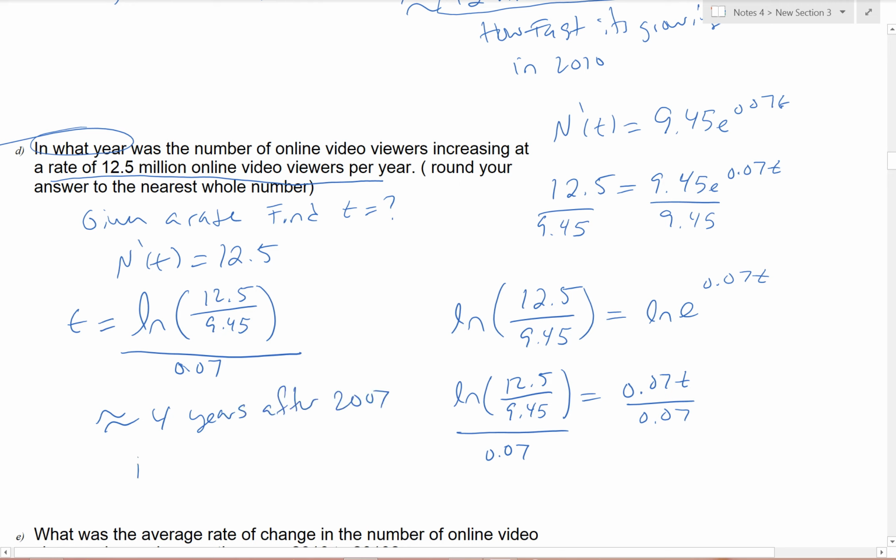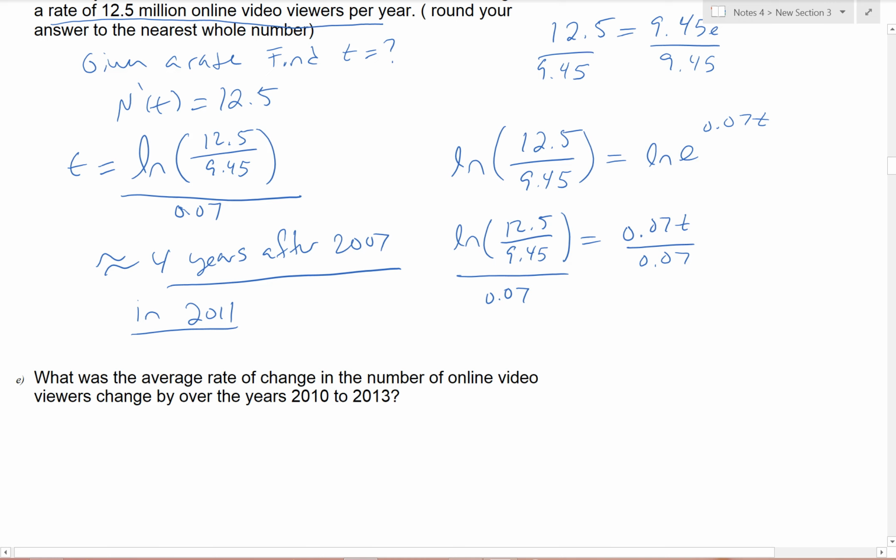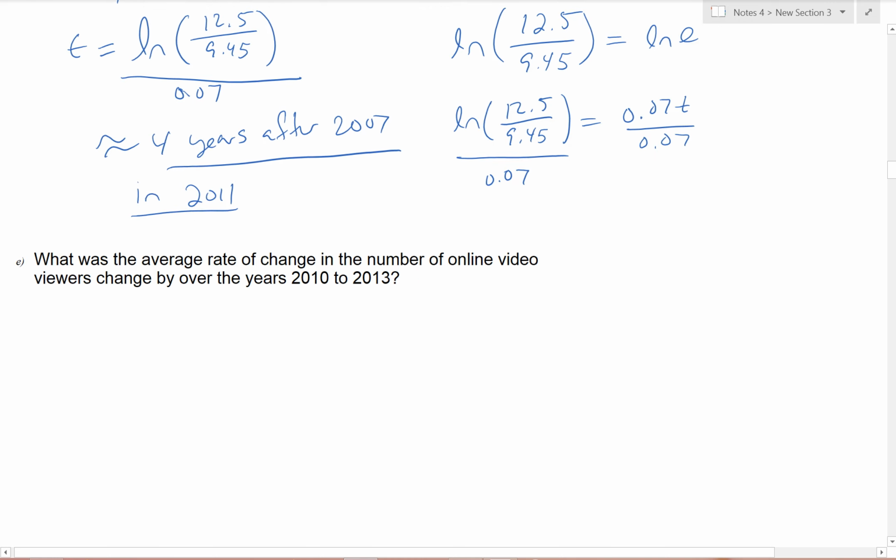after 2007, so in 2011. I would accept either one of those answers. In what year? Well, 4 years after the start of our study. So 4 years after 2007, that would work. Or you could just write 4 years after 2007 is 2011. Either one of those answers will be acceptable.